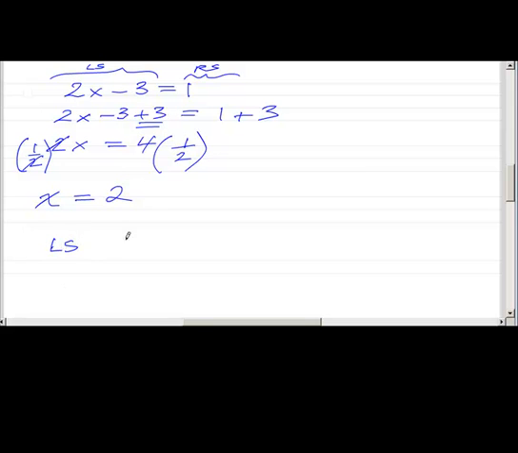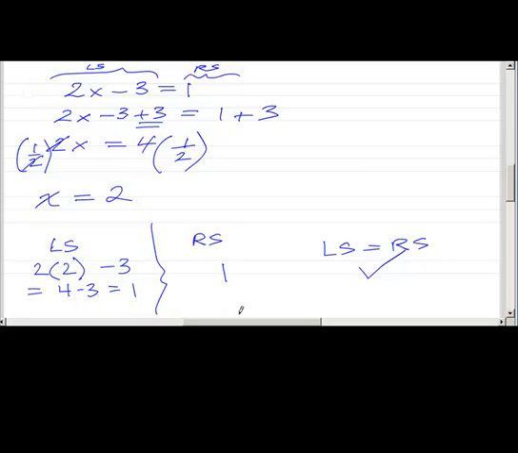So the left side, right side. Here we have 2 times the value of 2 for x, minus 3, which is equal to 4 minus 3, which is equal to 1. That's the left side, and the right side we see is 1. Left side equals right side. There, you've checked your answer. Not much to it.